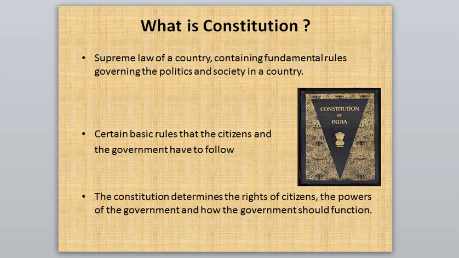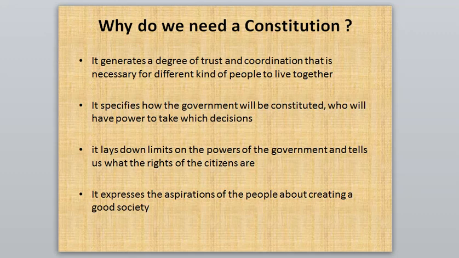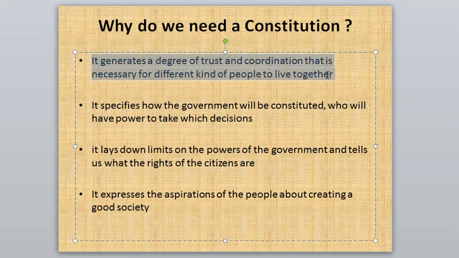So what we can see here is that a constitution is basically a set of written rules that are accepted by all the people living together in that country. So, why do we need a constitution? First, it generates a degree of trust and coordination that is necessary for different kinds of people to live together.